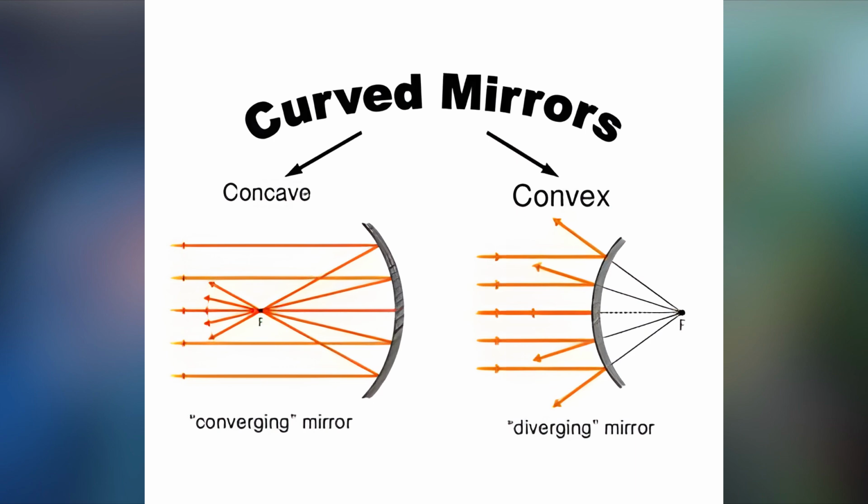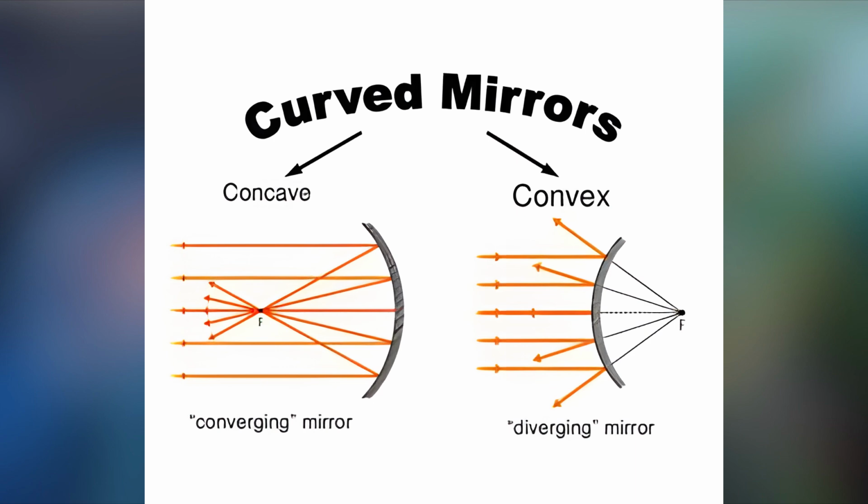So convex mirrors always form virtual images because they can't actually converge the real light rays together. Concave mirrors can do that, and so they can produce real images. So different types of mirrors produce different types of images, but also the location of the object relative to the mirror will also affect the image.